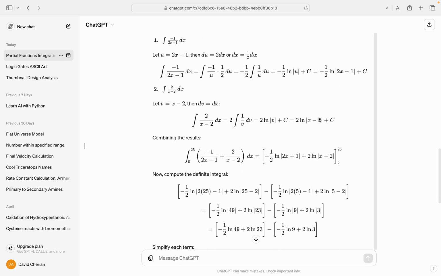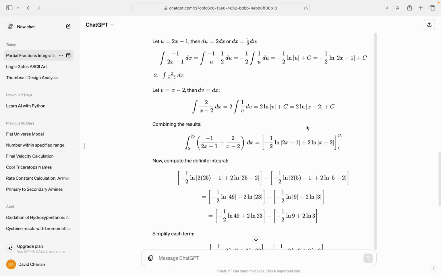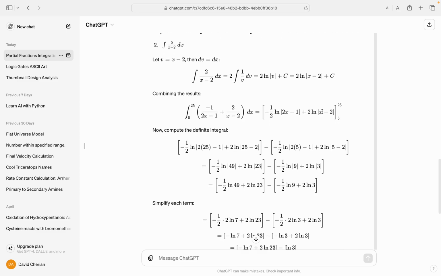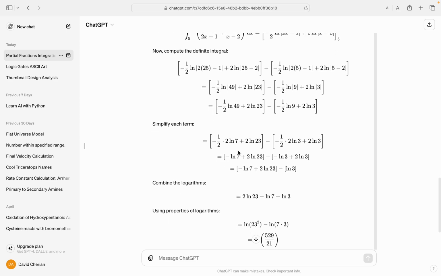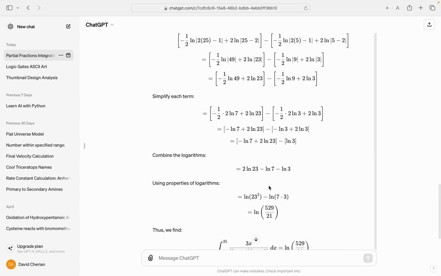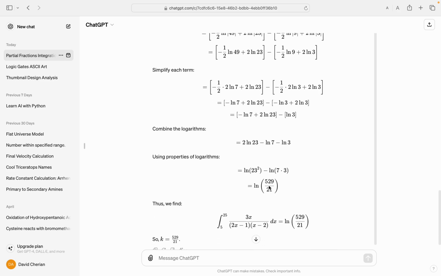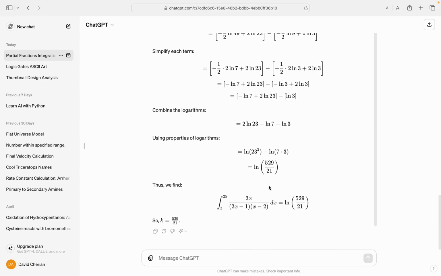Wow, it's really updated really nicely. It's shown all the working. Wow. It's showing everything in brackets, steps. Let v equals x minus 2. It's combining the results. Okay, we can see that it's integrated 25 and 5 and subtracting. It's done a good job in that. It's simplified each term. On top of that, it's combining the logarithms. It's using the properties of logs. That is kind of cool.